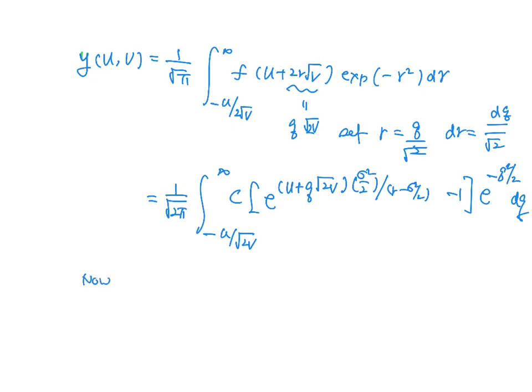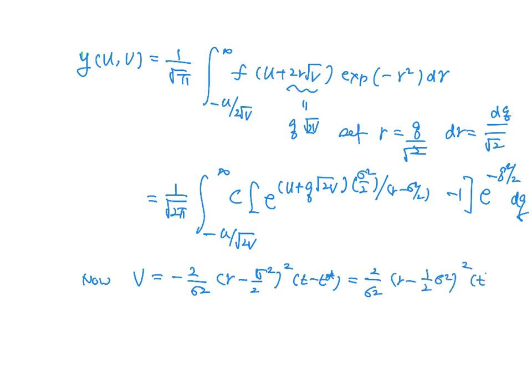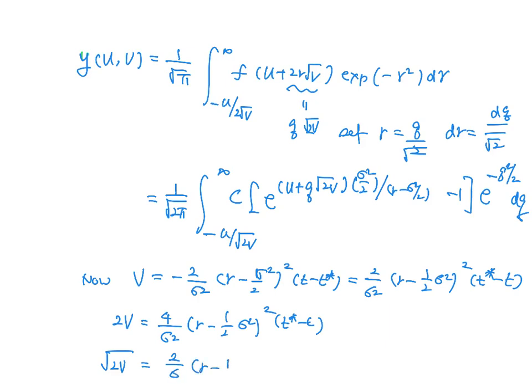Now, V was what? Minus 2 over sigma square r minus 1/2 sigma square t minus t star, 2 over sigma square r minus 1 over sigma square t star minus t, right? So 2v is 4 over sigma square r minus square t star minus t, or root 2v is 2 over sigma r minus 1 over sigma square root of t star minus t.